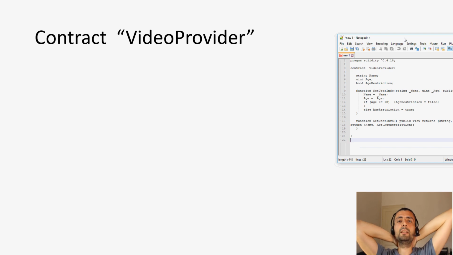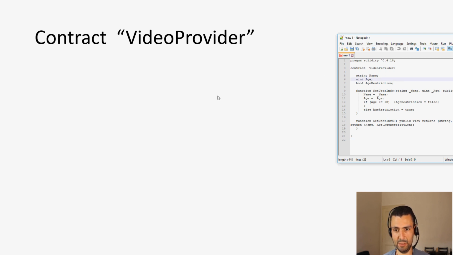Let's imagine, guys, that we have an online video provider which needs to store some user information inside of the blockchain. For the sake of simplicity, let's say it has to store the name, the age, and whether this person is eligible to see 18+ movies, so to say. So how can we achieve this?